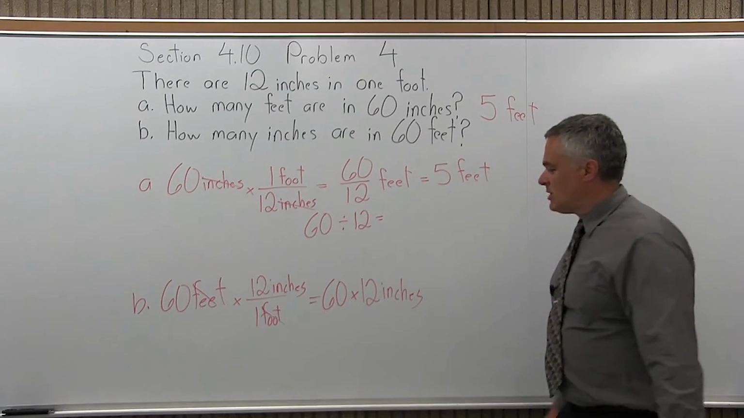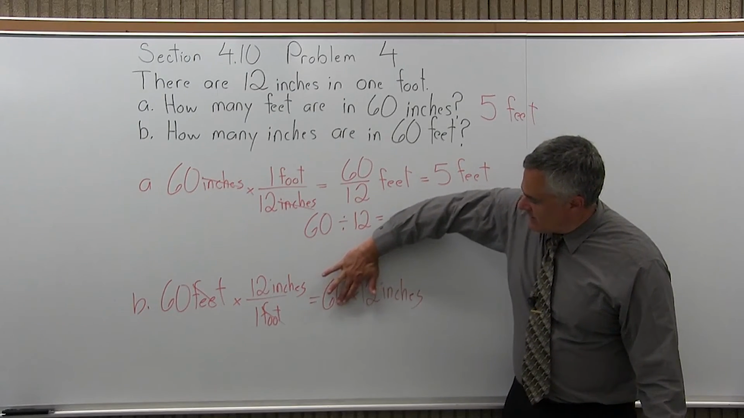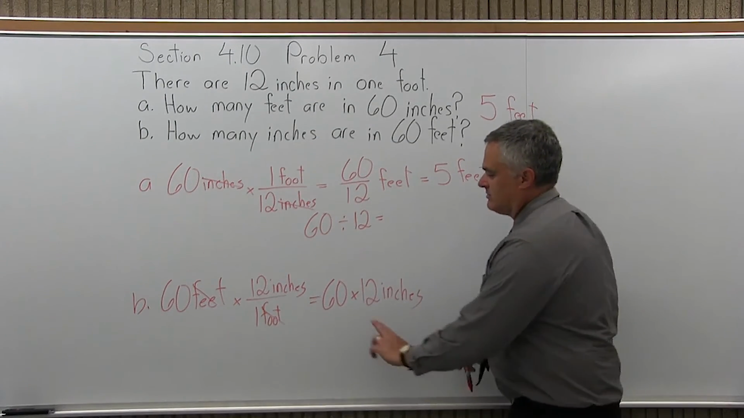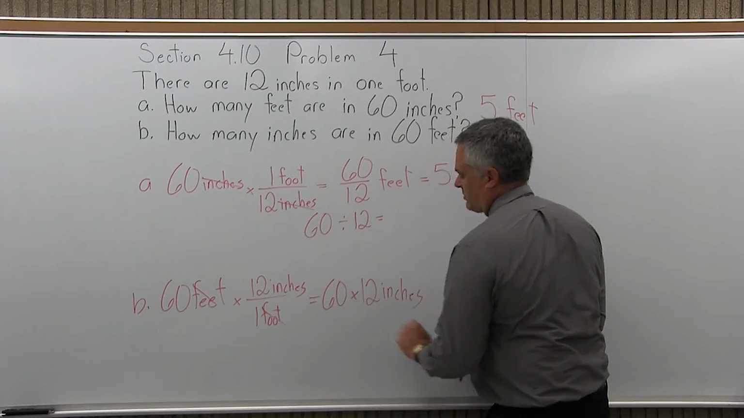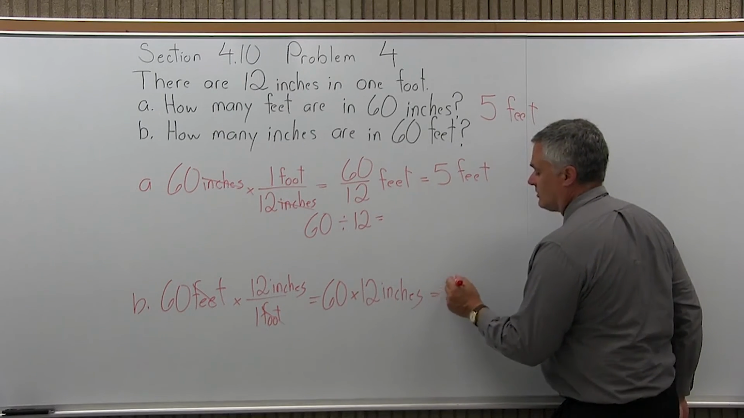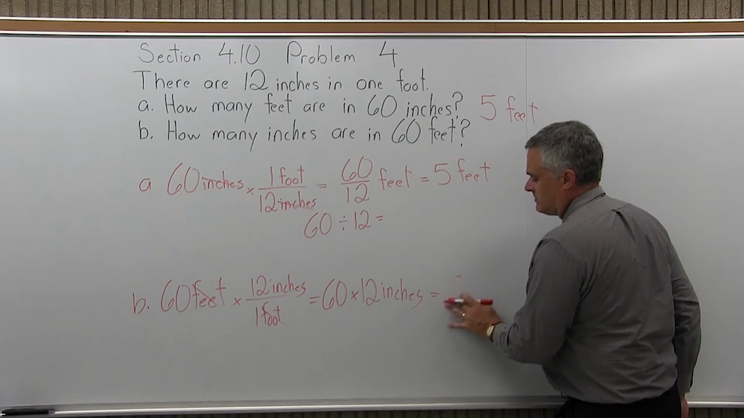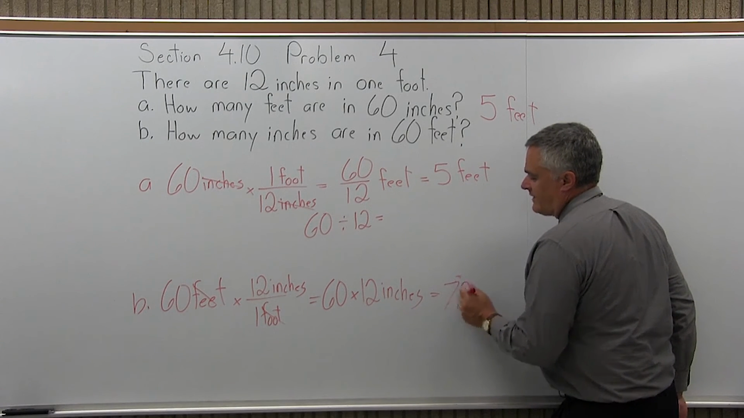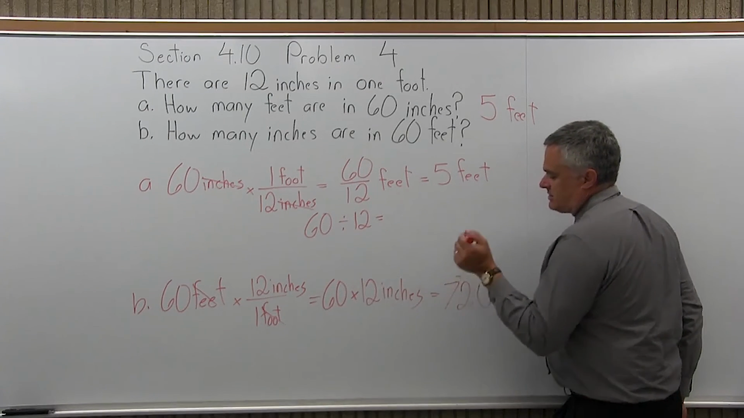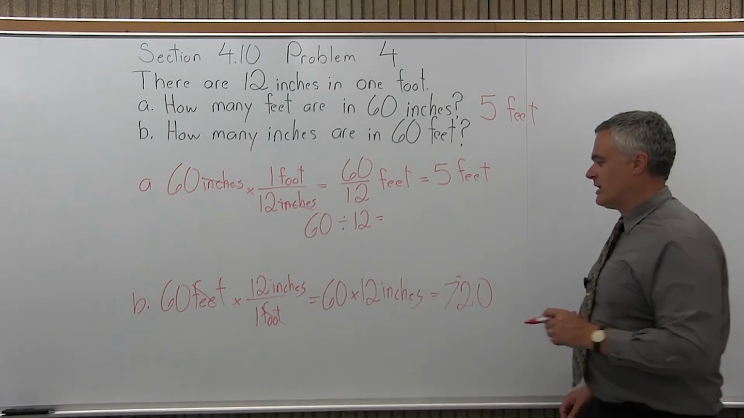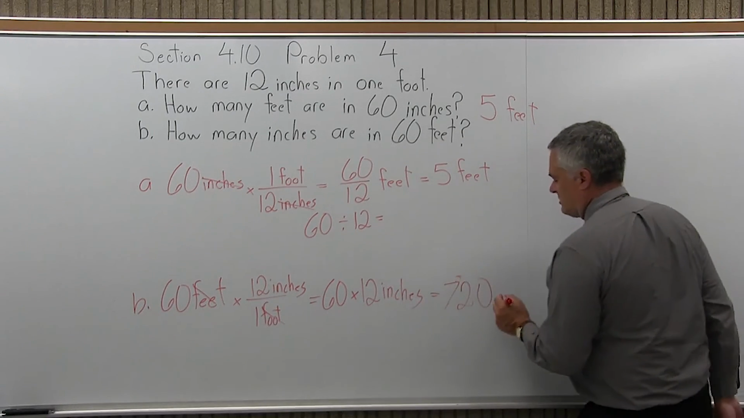60 times 12 is a big multiplication, but you can do it even without a calculator. Just ignore the 0 in the 60. Just make it 6 times 12. Well, I know 6 times 12 is 72. And that 0 that I ignored, put it back in. So 72 with a 0 after it is 720. Don't forget your units of measure. That's in inches.